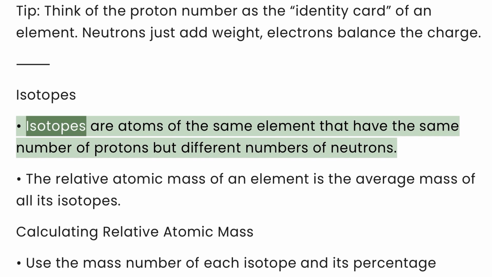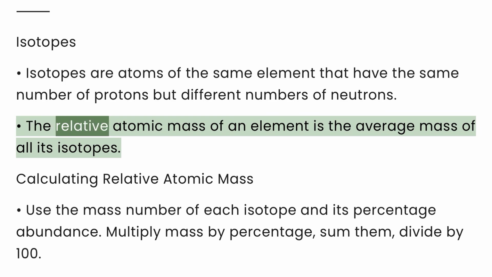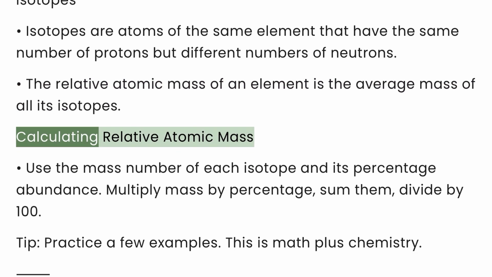Isotopes. Isotopes are atoms of the same element that have the same number of protons but different numbers of neutrons. The relative atomic mass of an element is the average mass of all its isotopes.